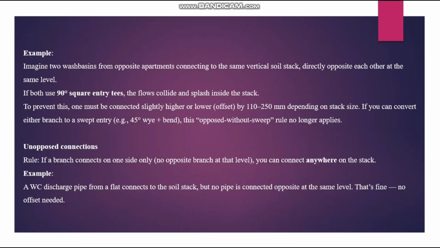So here what they mention: imagine two wash basins from opposite apartments connecting to the same vertical stack directly opposite each other at the same level. If you use the square entry, then the flow will collide and splash inside the stack. So to prevent this, one must be connected slightly higher or lower, by 100 to 250 mm based on the stack size. Then this is the first rule. If you convert either branch to a swept entry, like a 45-degree, that time this rule is not applicable. But if you follow the square entry, then you must provide the offset. You must follow the offset rule as it is mentioned here.